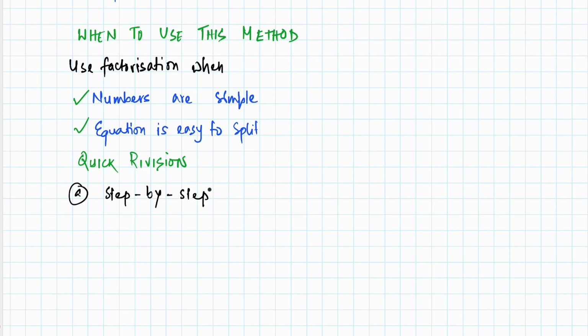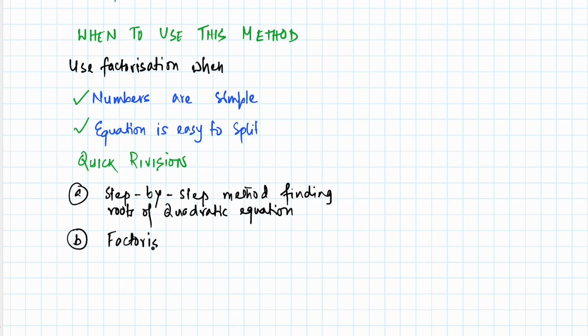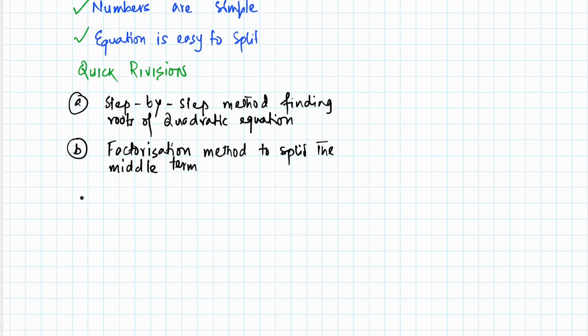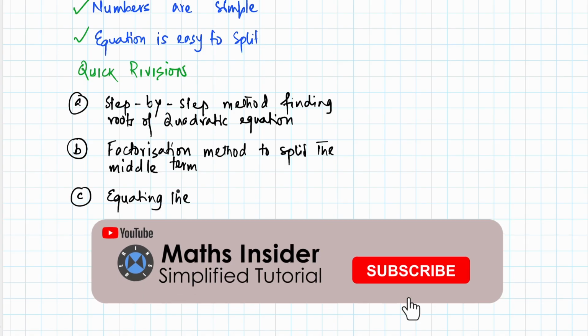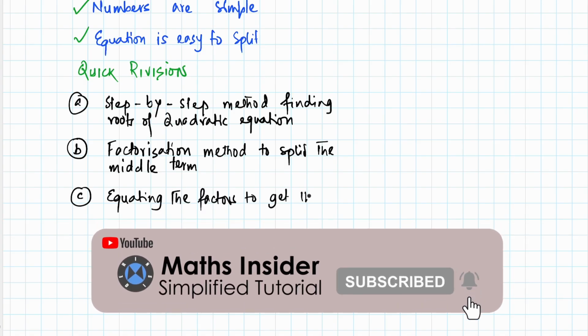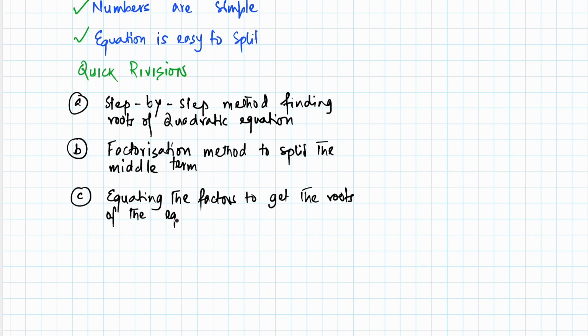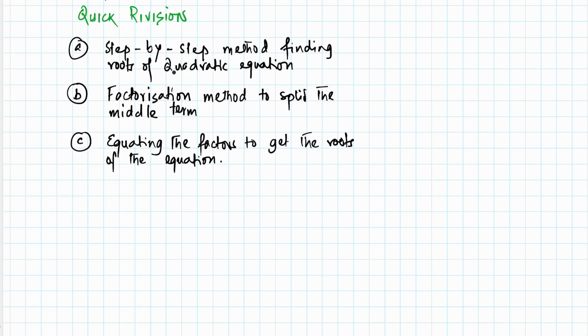Now quick revision of what we have learned so far. The step by step method of finding the roots of the quadratic equation, and the factorize method to split the middle term. We have seen how to split the middle term, which will satisfy both the sum and the product, and then equating the factors to get the roots of the equation. Very simple. So always use those 5 steps, then you will not get any error.